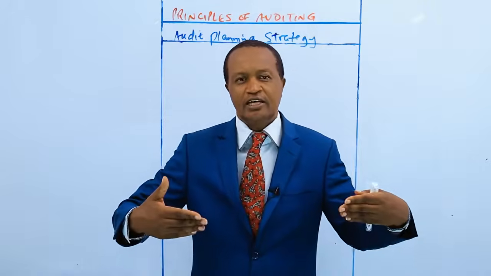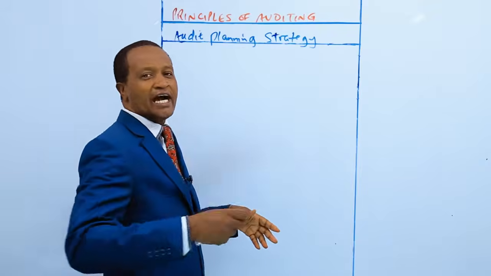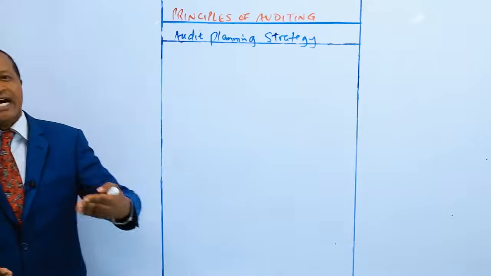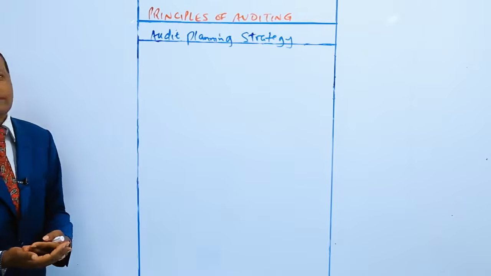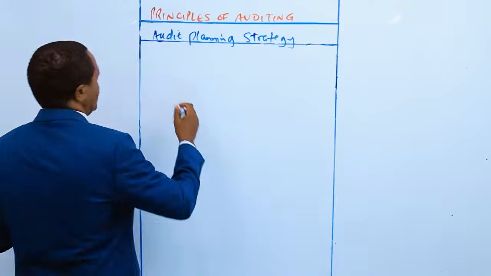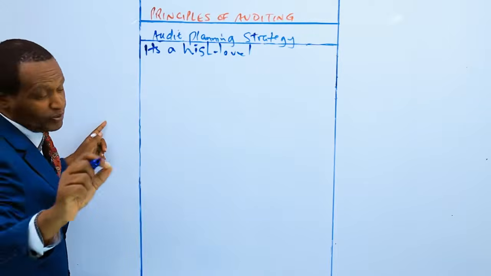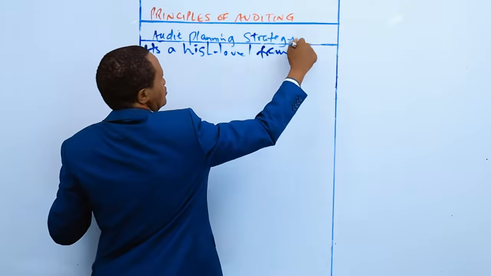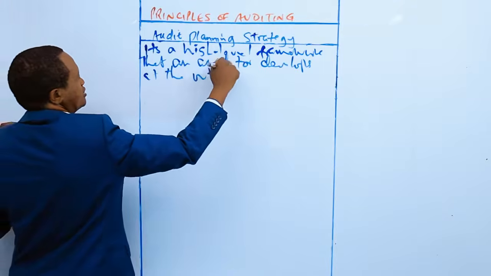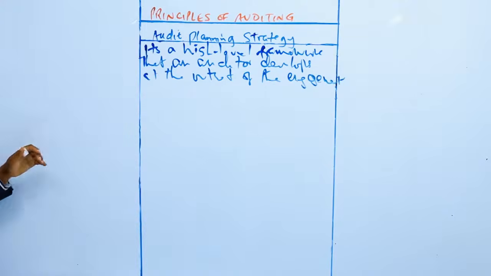And if you are to define an audit planning strategy, we would say that an audit planning strategy is a high level framework that an auditor develops at the outset of an audit assignment or engagement, at the beginning. All right?